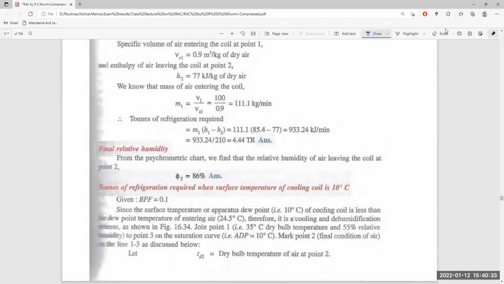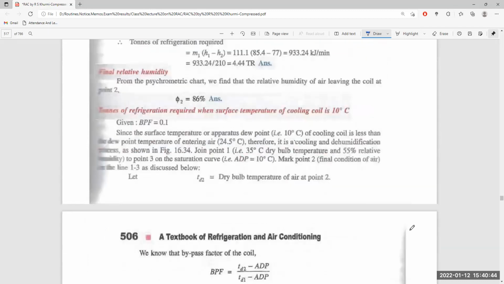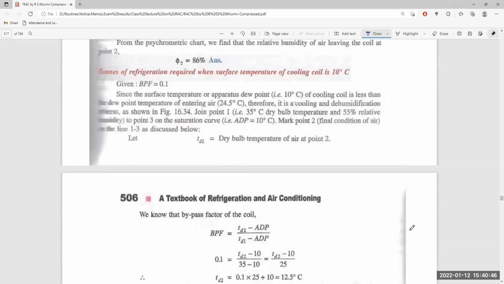Mark point 2 here on the psychrometric chart. That is the dry bulb temperature at the outlet air, point 2.